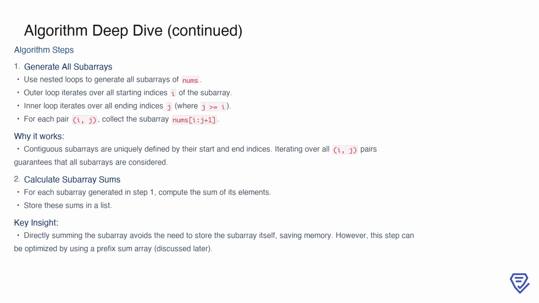Once we have the subarrays, the next step is to compute their sums. Instead of storing the subarray itself, we calculate its sum directly and store just the sum. This saves memory, as we avoid storing the actual elements. However, calculating the sum for each subarray repeatedly can be slow, and we will discuss how to optimize this using a prefix sum array later.